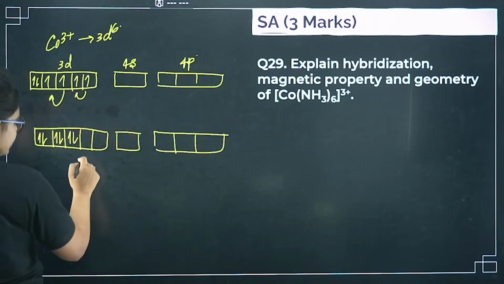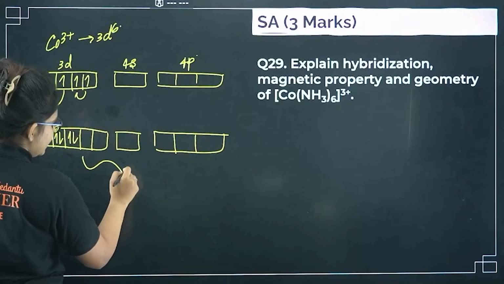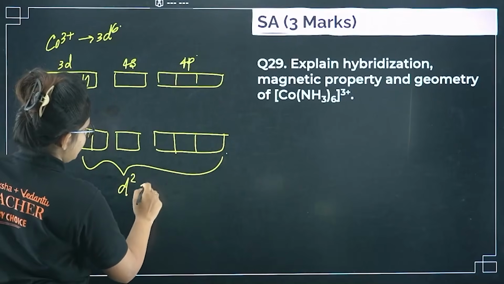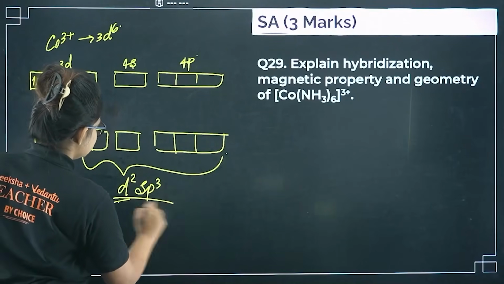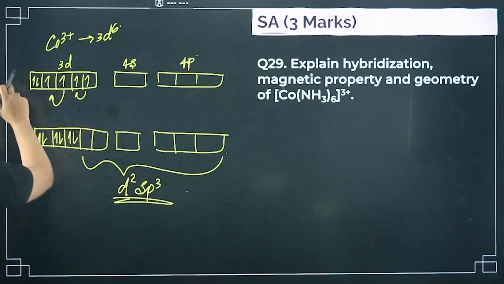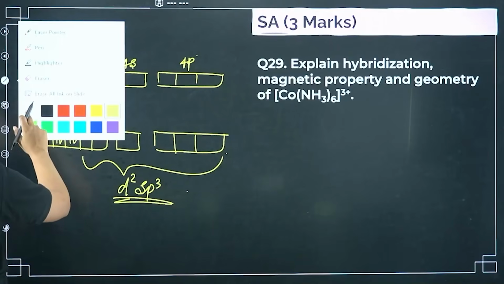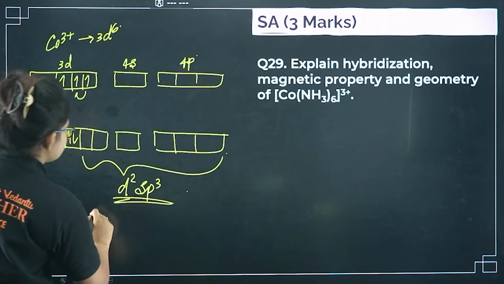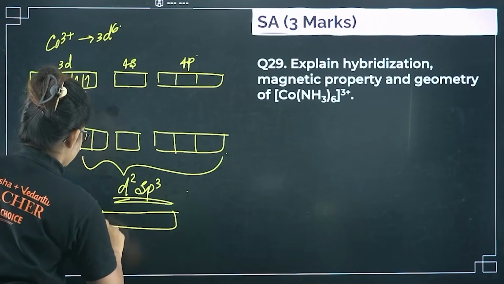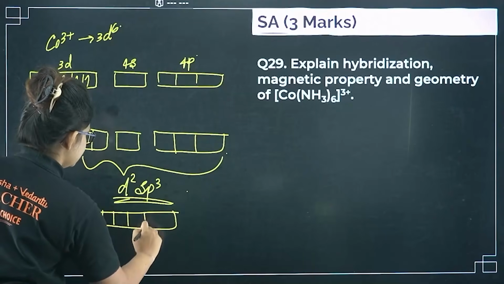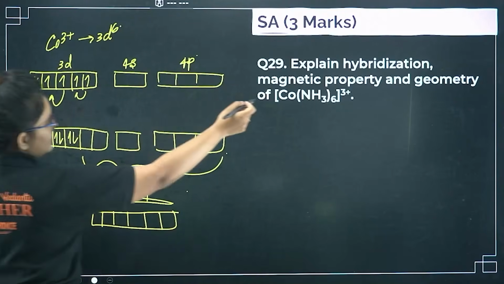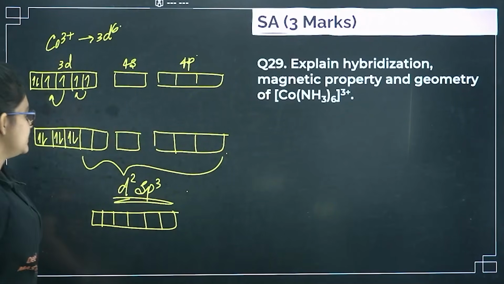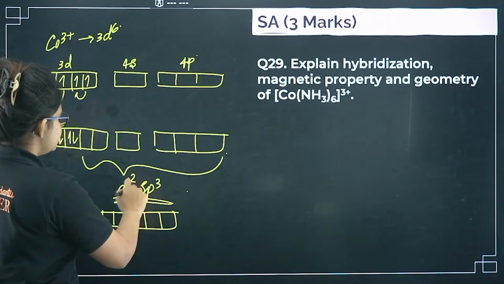So now hybridization will take place along with this 1s and 3p. So d2sp3, this is the hybridization. And now in this hybrid orbital, once it is made, it will be looking something like this. All the ammonia will donate their lone pair here. So this is how the overall hybridization is coming as d2sp3.